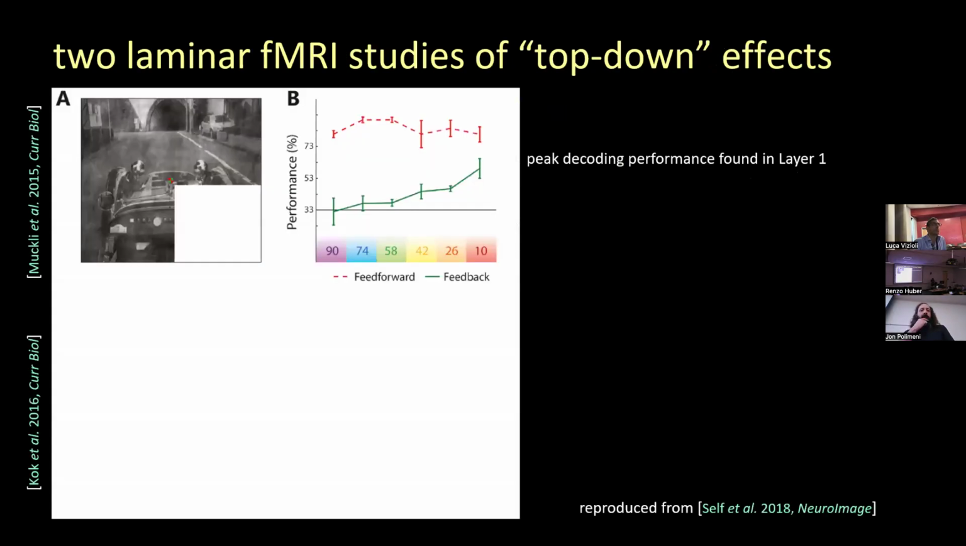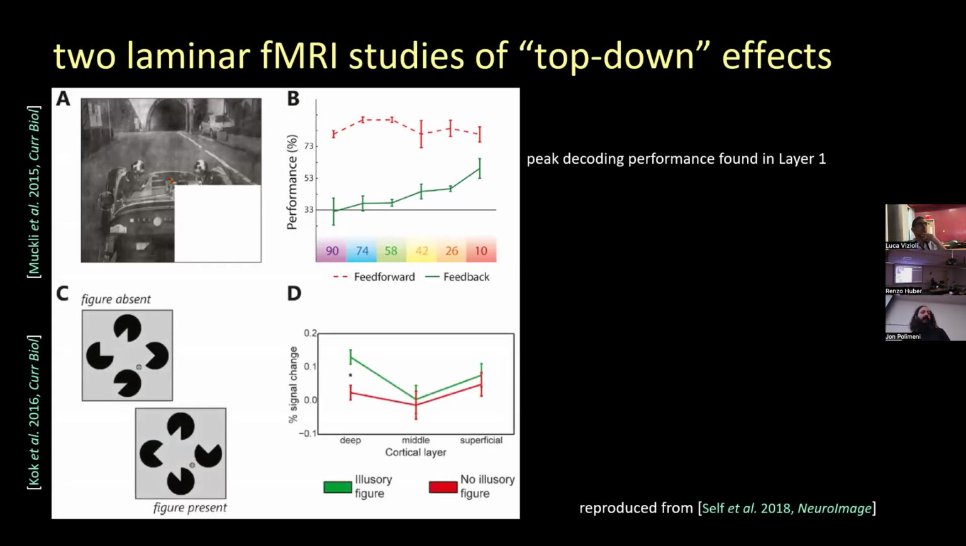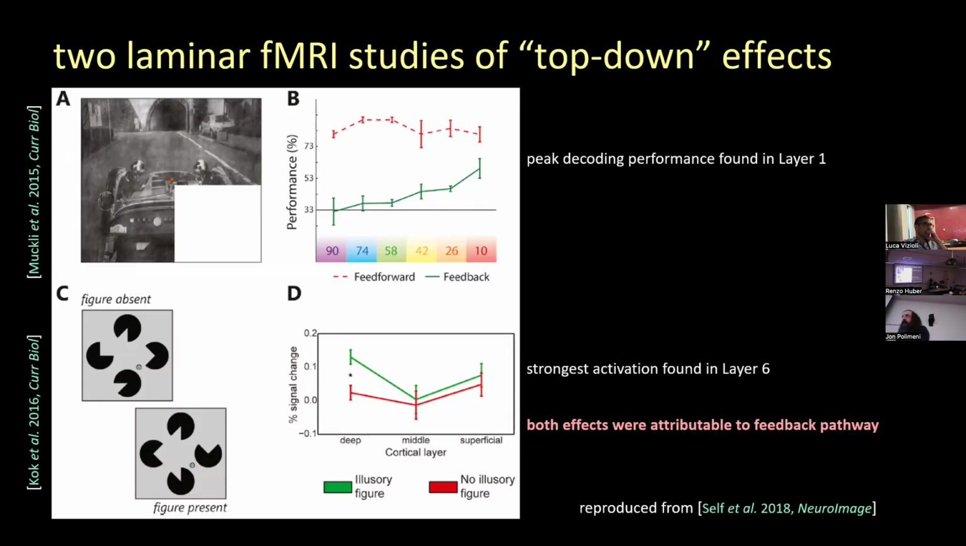And so just to showcase, two laminar fMRI studies that looked at top-down effects indicate some of the complexities in interpreting these data. In this one study at the top, from Lars Muckli, they performed a decoding task and showed that there was peak performance in these superficial cortical layers. And another task, using inducers of illusory contours, performed by Peter Koch, observed the strongest activation in layer 6. And both of these studies attributed the observed effects to feedback pathways.